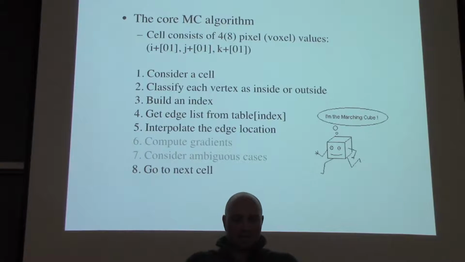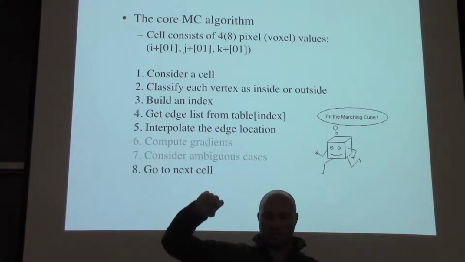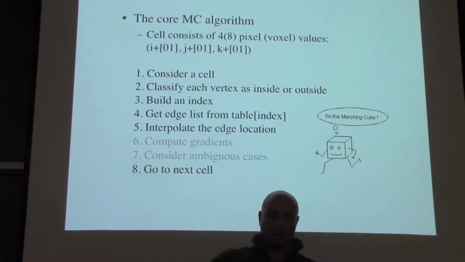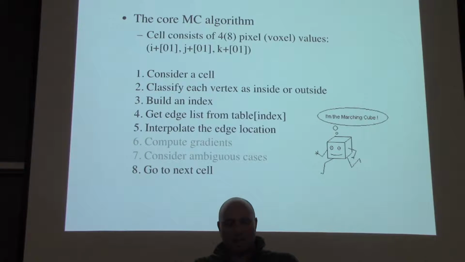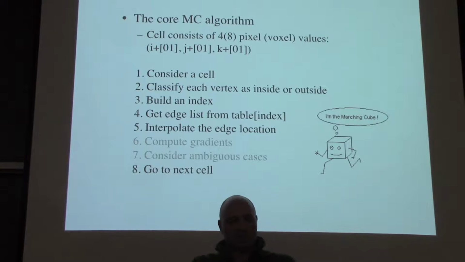So the idea of marching cubes is actually very simple. It's very similar to the marching squares example that I gave just a few slides ago. The idea is that instead of looking at a square, you're going to look at a cell where you have 8 vertices of the cell, or the voxel. And each vertex is going to be classified as being inside or outside the isosurface, given the iso value.